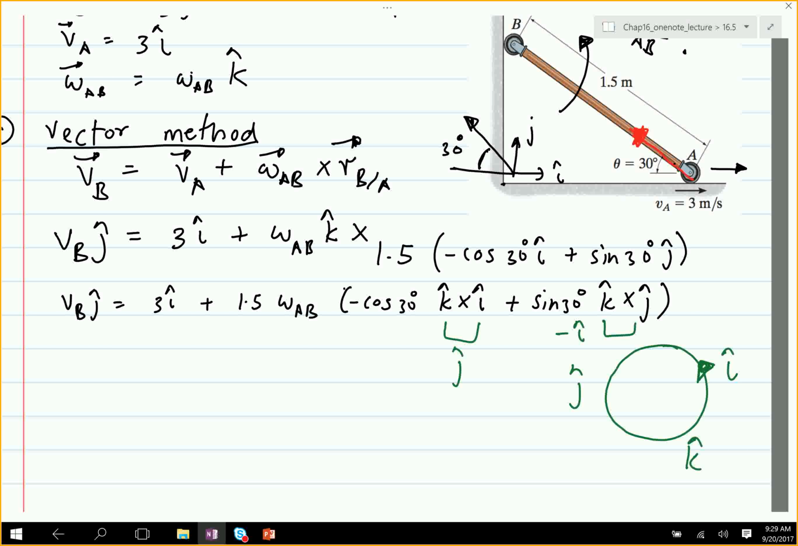So if you want to find J cross K, it is positive I. I cross J is positive K. K cross I is positive J. If you want to find I cross K, it's negative J, because if you go this way, it's negative. That is from here, because you resolve the vector along the negative x direction, right?